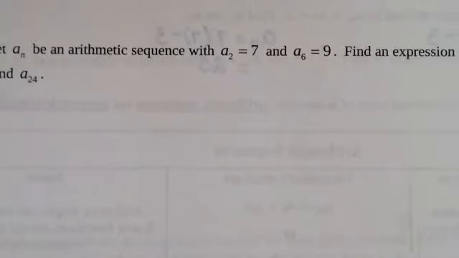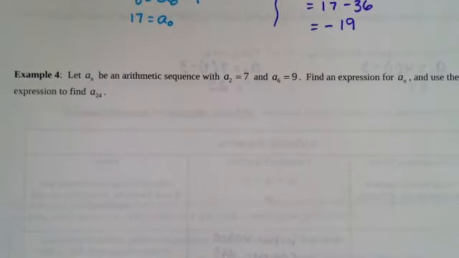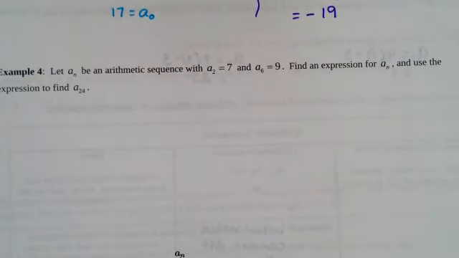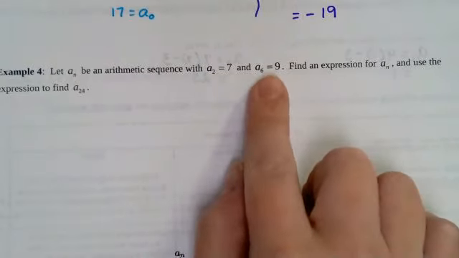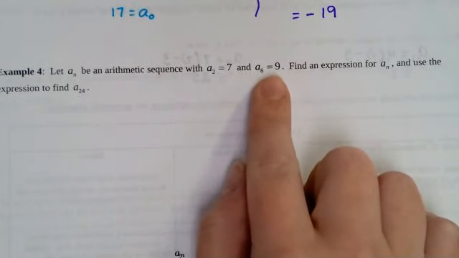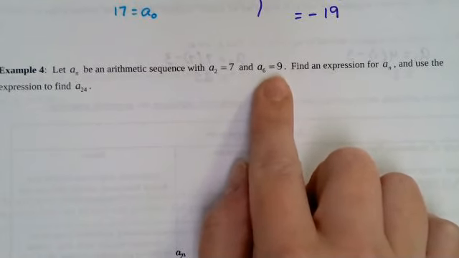All right, let's look at example 4. All right, a slightly different scenario here, y'all. Instead of a term and the common difference, this time we've been given 2 different terms. They said find an expression for a sub n and use the expression to find a sub 24.